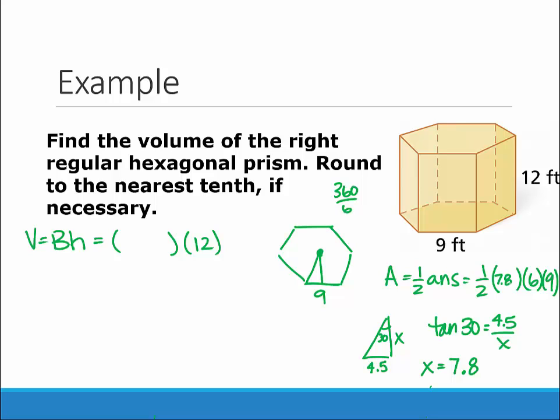So then we can multiply that by 6, by 9, and then by 1/2. And we end up with the area of our base is about 210. And then we have to multiply it by the height, which is 12. So we end up with the volume of this hexagonal prism to be about 2,525.3 feet cubed.